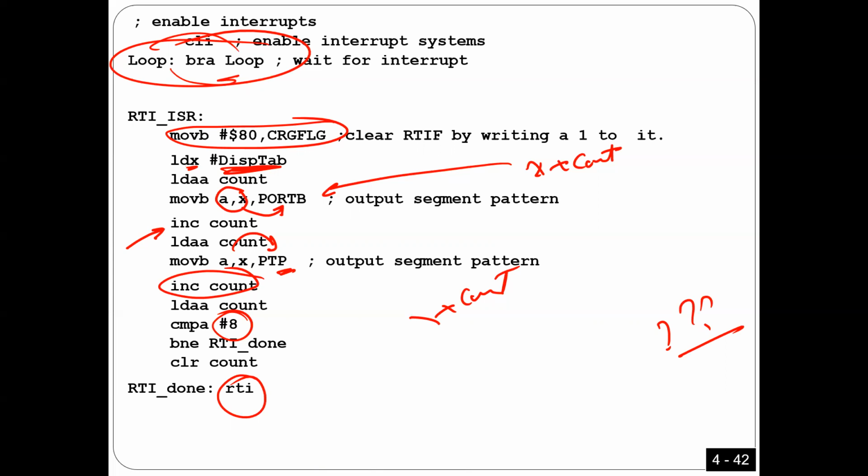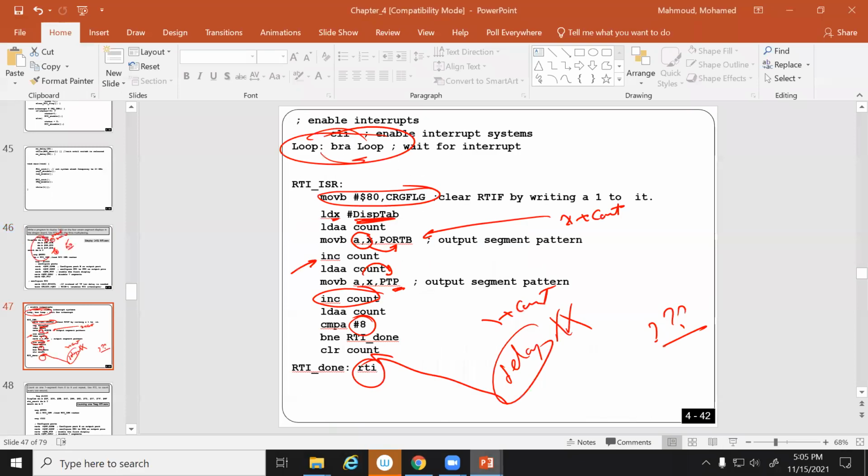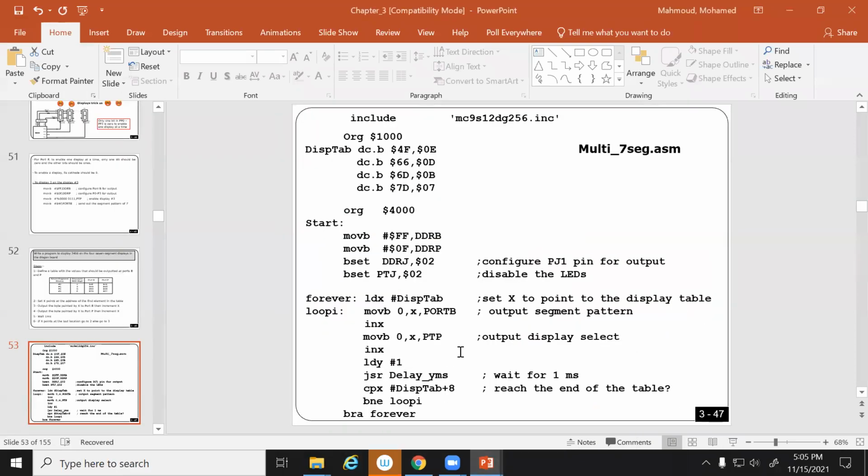Iteration means, be careful here, because I see some students still don't understand what interrupt means. Be careful here. Where is the delay? You forgot to make a delay here. True or false? If you still ask these questions, that means you don't understand what interrupt means.